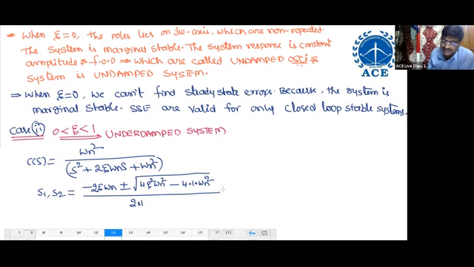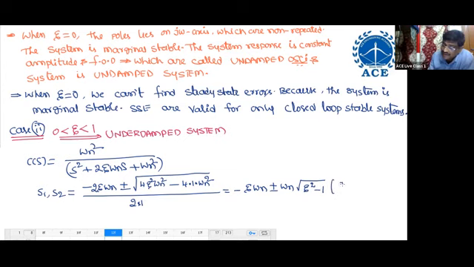To simplify this, take 4 common, so 4 cancels. Now 4 outside it comes as 2, so total 2 we can take common, then 2 cancels. What do I get? Minus zeta omega n plus or minus omega n, since omega n square comes outside as omega n. Already 4 came outside and cancelled with 2. Then what is left inside? Zeta square minus 1. So minus zeta omega n plus or minus omega n root of zeta square minus 1.